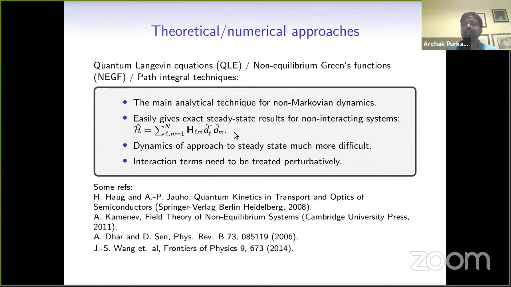Okay, for steady state. Now, if you want to look at the dynamics of approach to steady state, it's a bit more difficult, but still can be done. But if you cannot write your Hamiltonian in this form, then those terms need to be treated perturbatively. So you need a small parameter. If you don't have any small parameter in your problem, you cannot use these things. And these are again very textbook things, so you can find them in textbooks. Juzar is one of the authors of this paper.